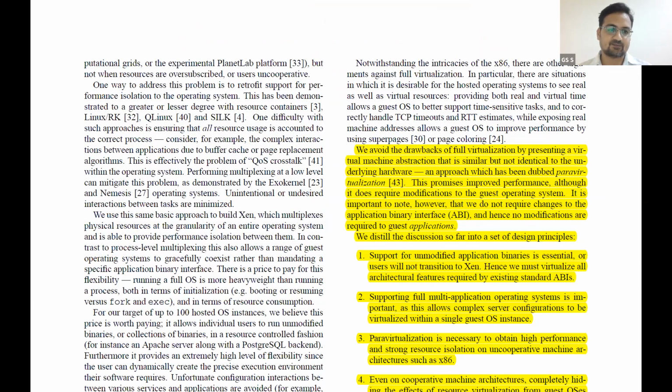I hope we all agree with this. We discussed this in detail, right? Software implementation is always slow, much slower than the hardware implementation.